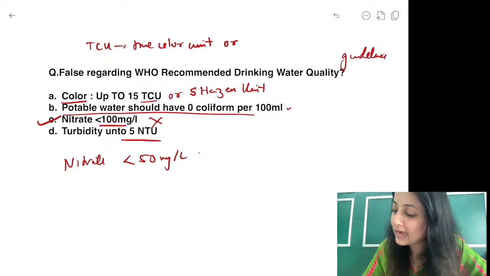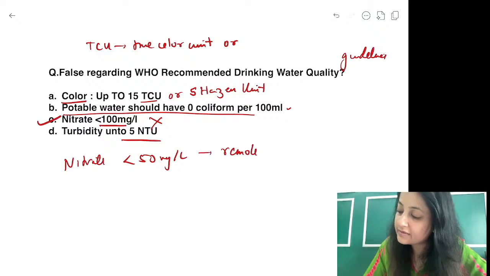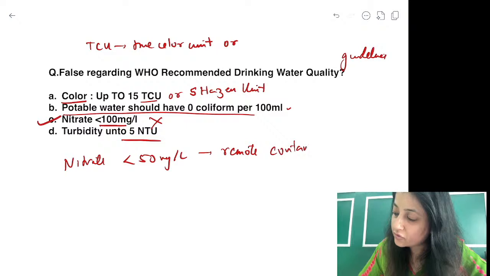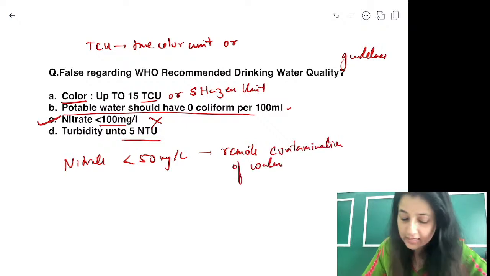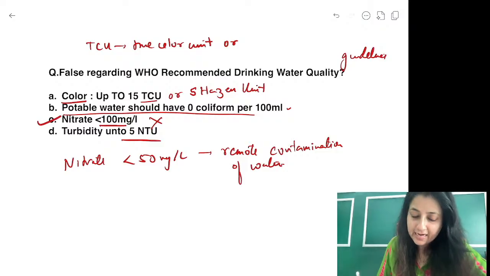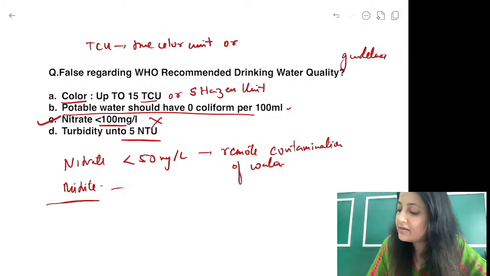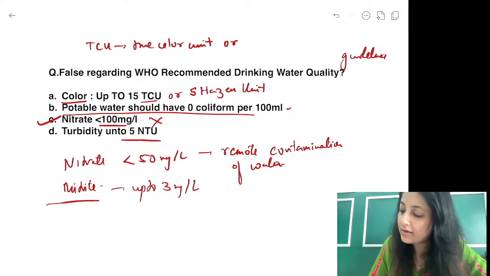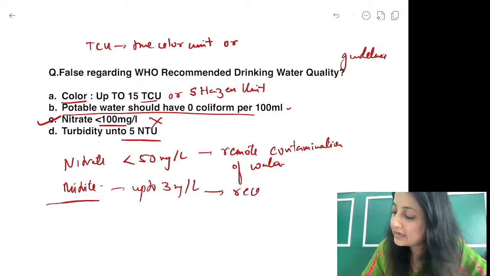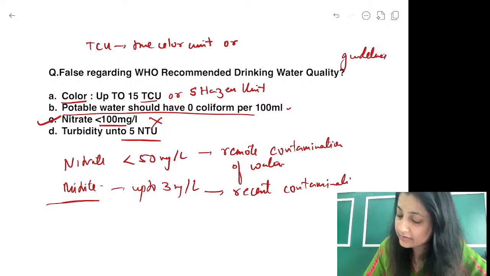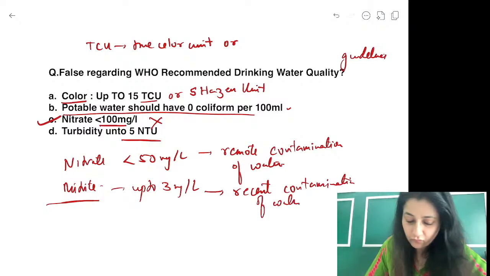And presence of nitrate indicates remote contamination of water. Remote contamination of water. Okay? What about nitrite, everybody? The nitrite has to be how much? Nitrite should be up to 3. Alright, up to 3. And if you have nitrite in water, it indicates what? Recent contamination of water.